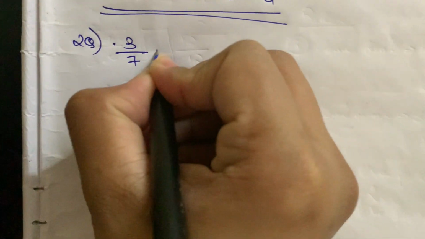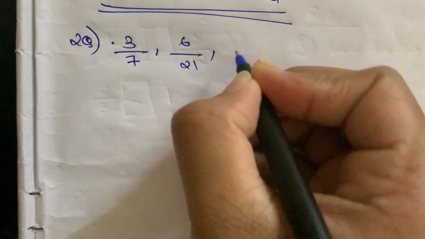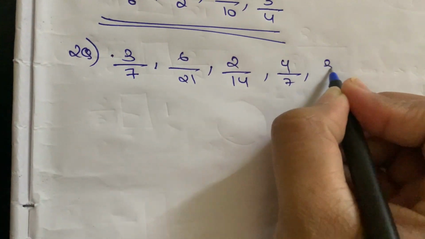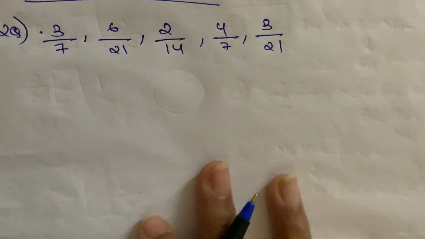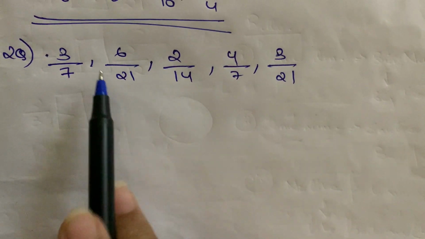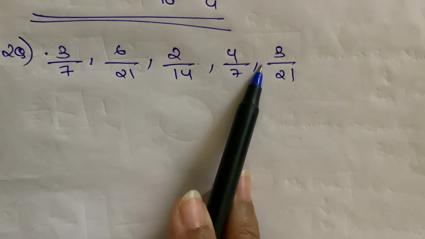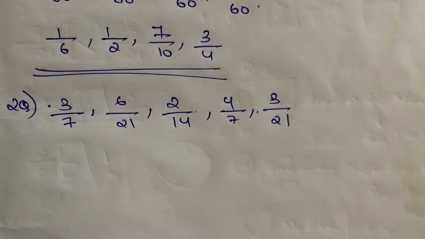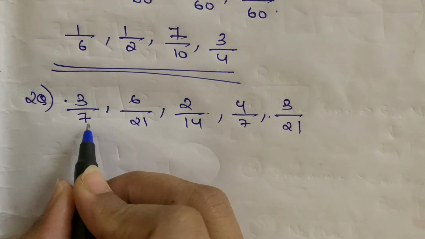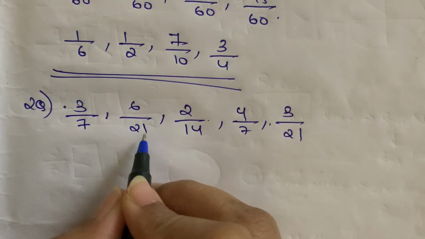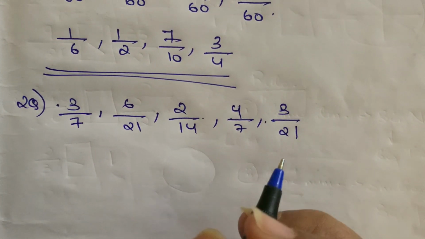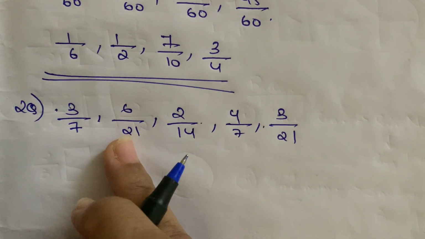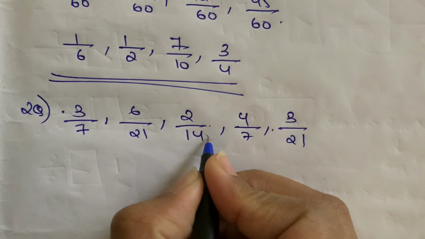3 upon 7, 6 upon 21, and 2 upon 14, 4 upon 7, and 3 upon 21. Now when I look at this, they are clear multiples of 7. So again, what I can do is, the bigger one is 21. So all of them have to become 21. 7 can be made to 21, but 14 cannot be turned to 21, because what will I multiply with 14 to make it a 21?